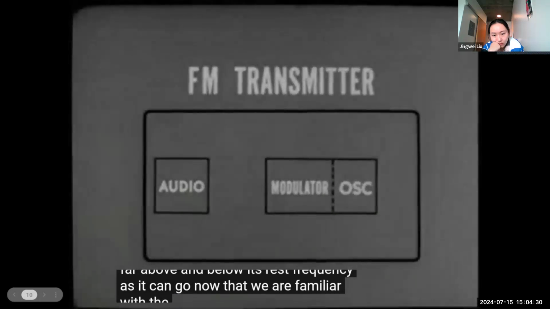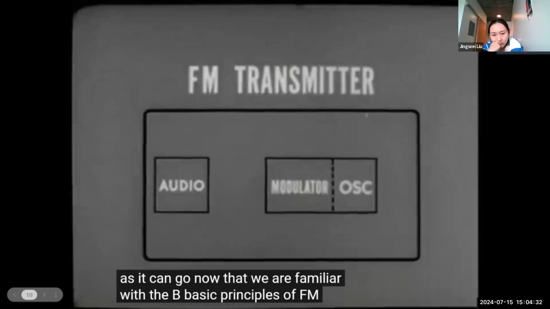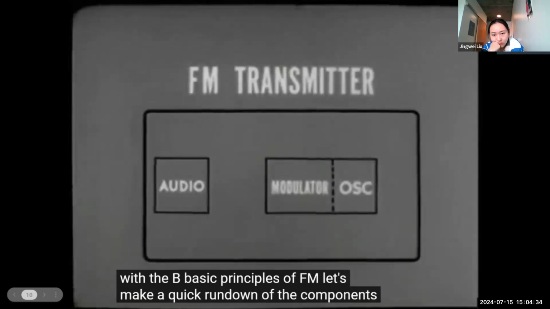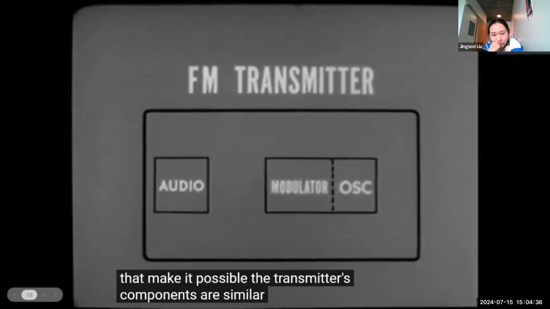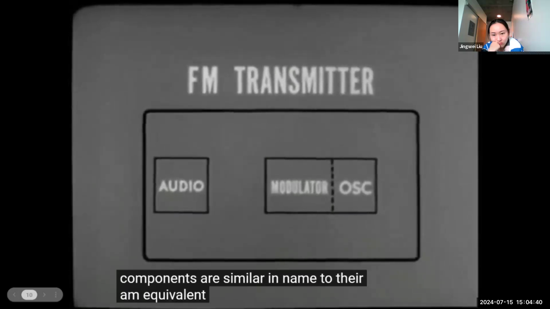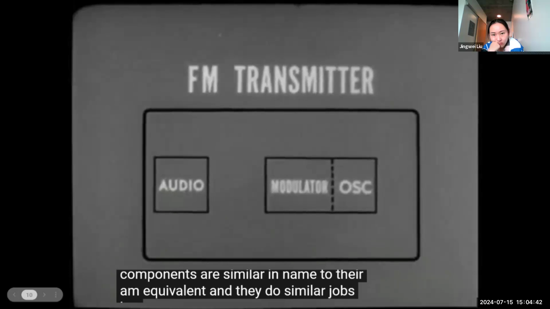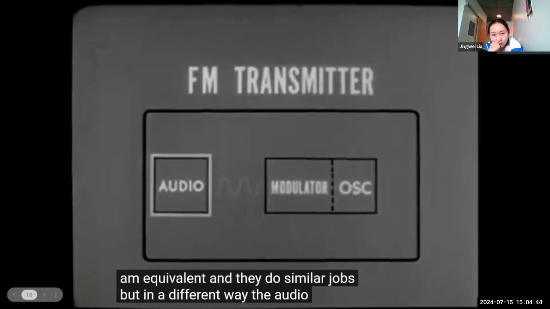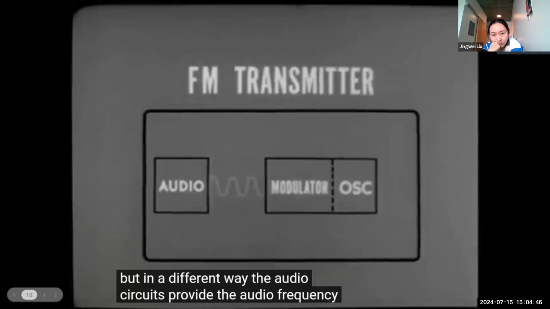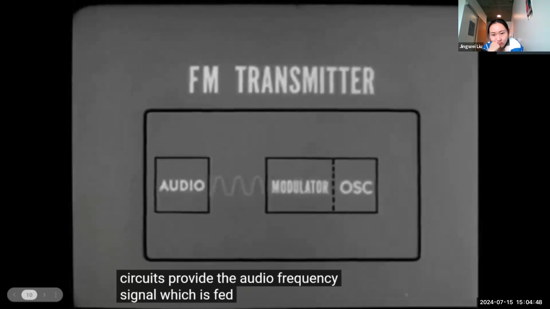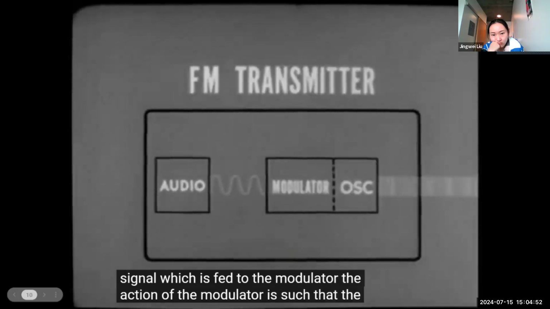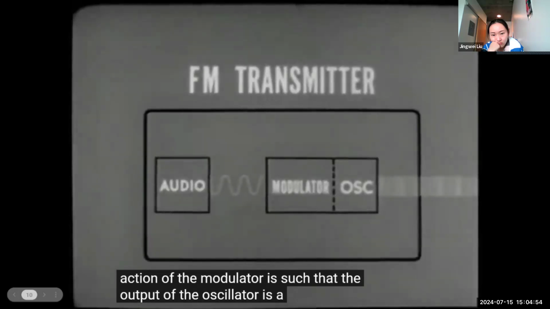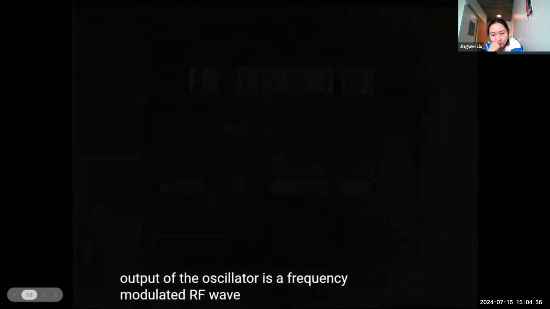Now that we are familiar with the basic principles of FM, let's make a quick rundown of the components that make it possible. The transmitter's components are similar in name to their AM equivalents, and they do similar jobs, but in a different way. The audio circuits provide the audio frequency signal, which is fed to the modulator. The action of the modulator is such that the output of the oscillator is a frequency-modulated RF wave.